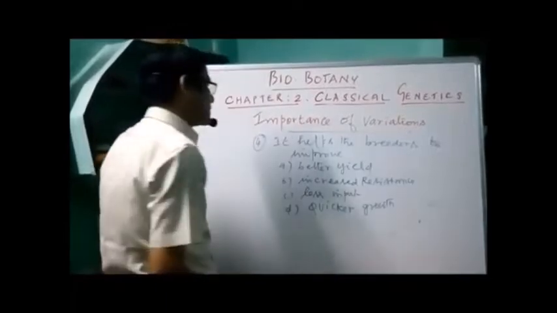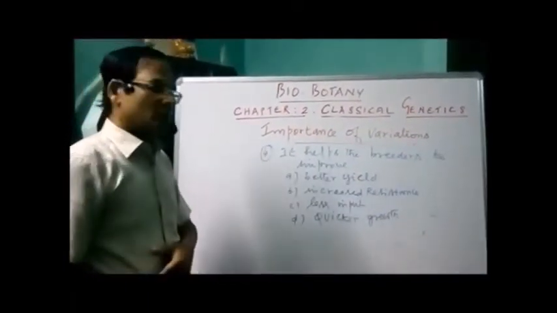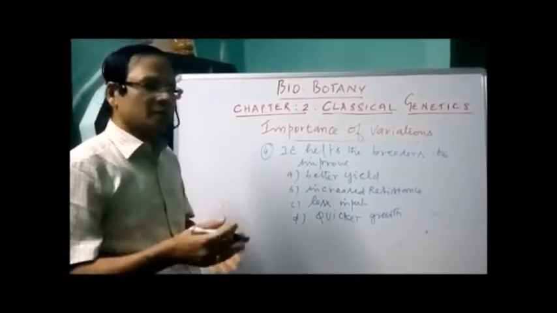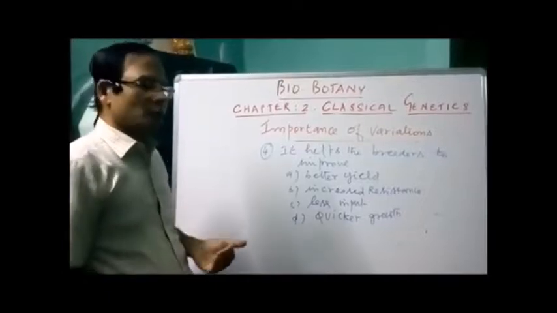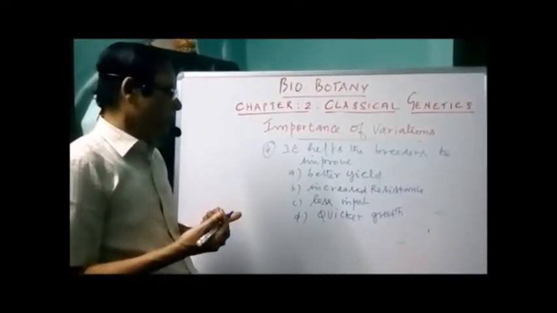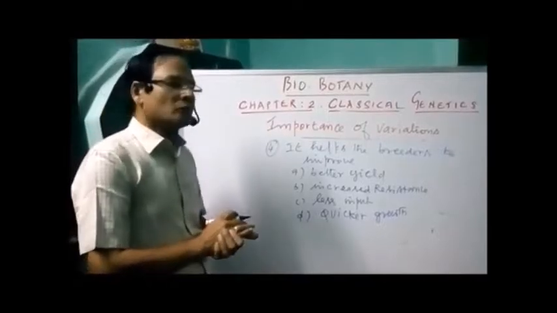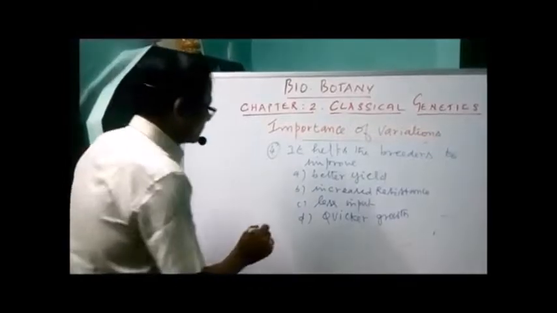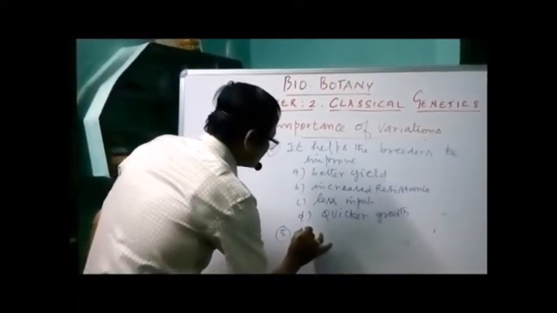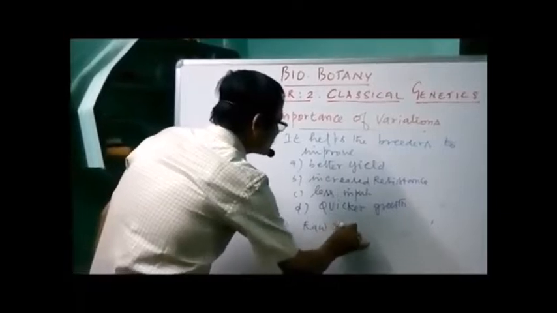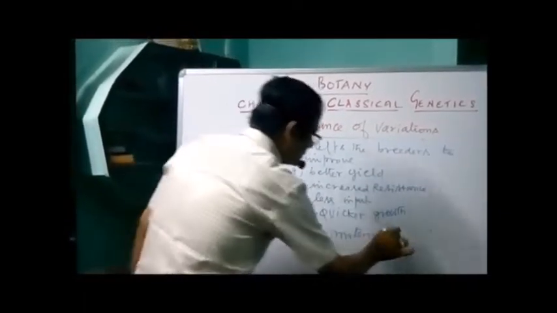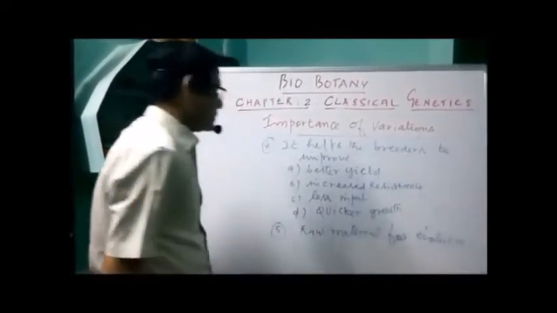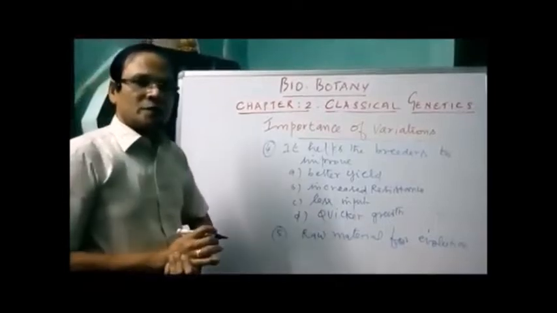So the variations help the breeders normally to improve the yield, increase resistance against diseases, use less input, taking only less quantity of nutrients for their growth, and also achieve quicker growth within a short period of time. And finally, the most important one, it is a raw material for evolution. So it contributes the raw material for evolution.